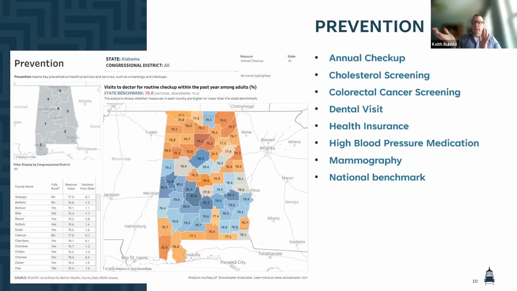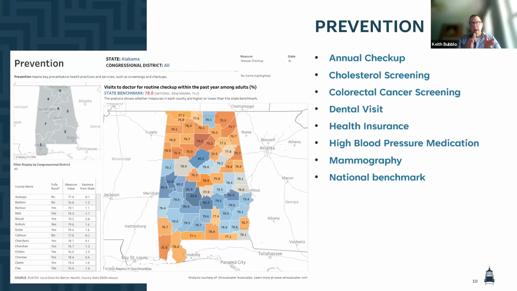These include things like annual checkups. How many of your population are getting their annual checkups? Their cholesterol screenings, other screenings like cancer, colorectal cancer. Very important, dental visits. Who has health insurance? Who's uninsured? Who's taking high blood pressure medication? And how many women are getting regular mammographies?